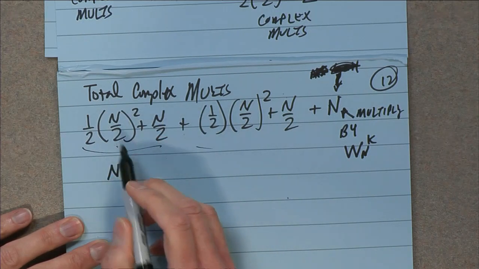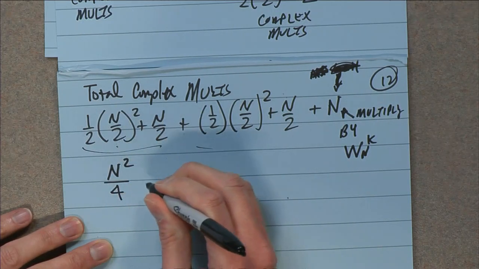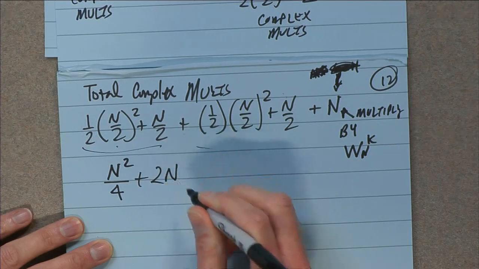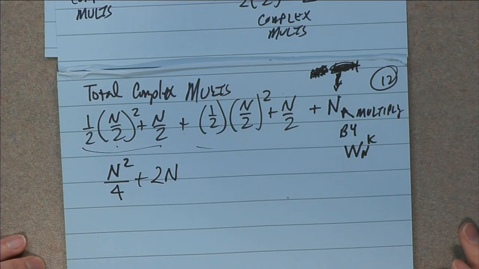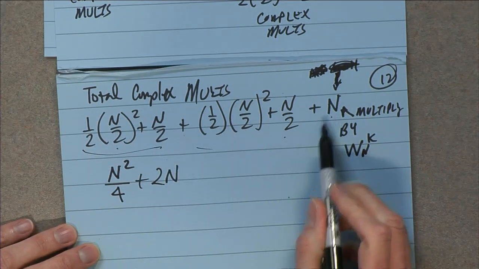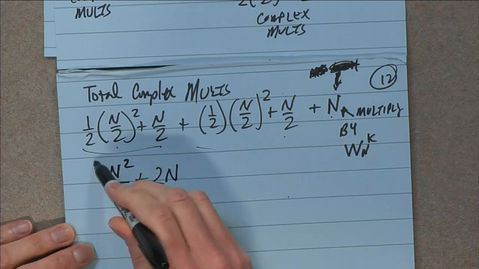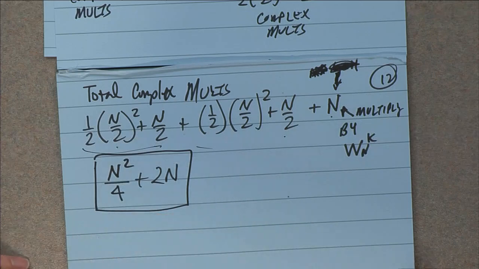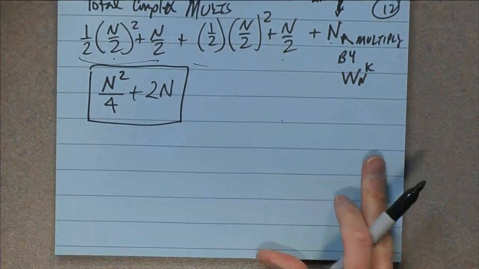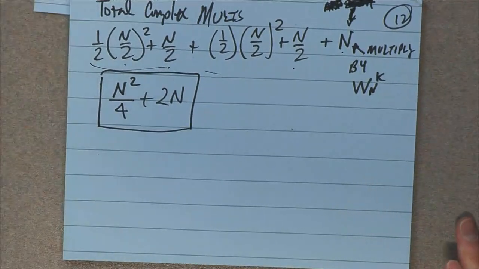We get n squared over 4 plus 2n. N over 2, n over 2, and n is n. Half plus a half. Leaves n squared over 4. So I think that one's pretty straightforward. Now let's try to summarize what we're seeing here.